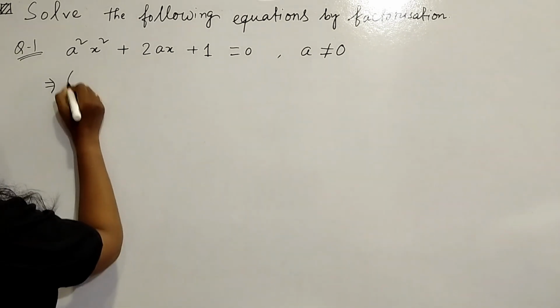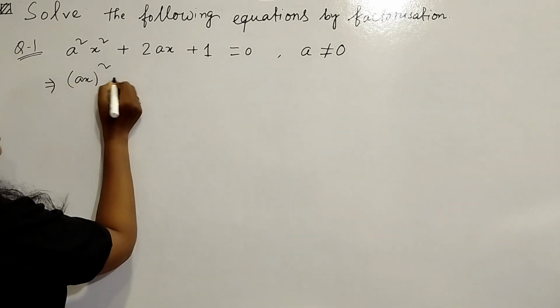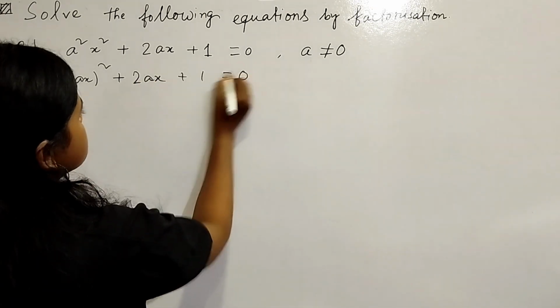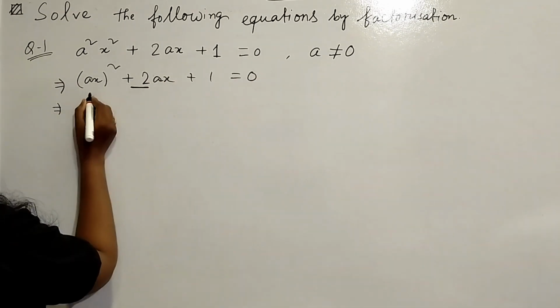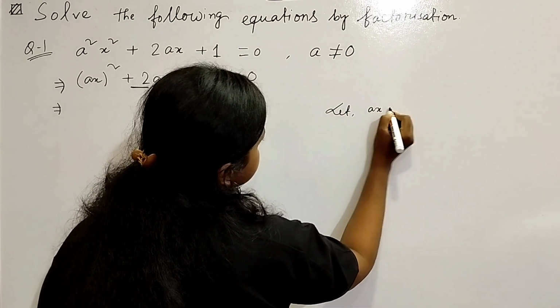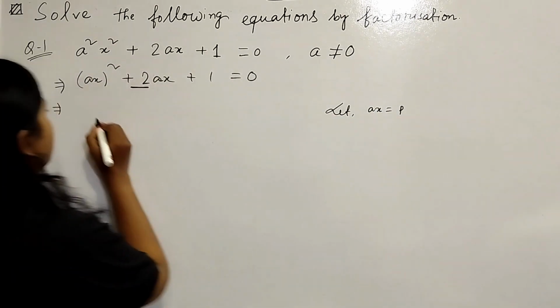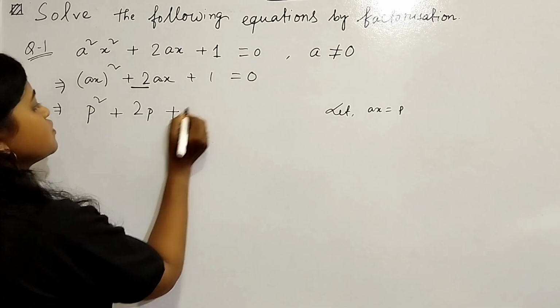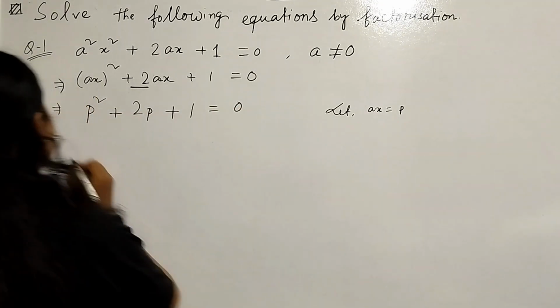ax square, we can write (ax) whole square plus 2ax plus 1 equals to 0. So we can treat ax as one variable. So let ax equals to p. So it becomes p square plus 2p plus 1 equals to 0.